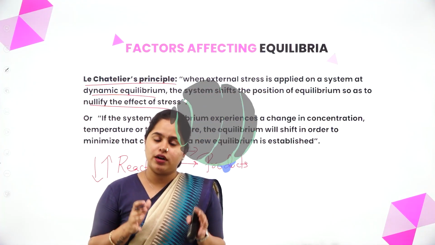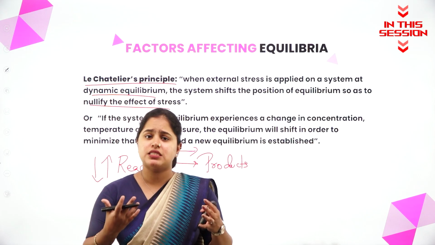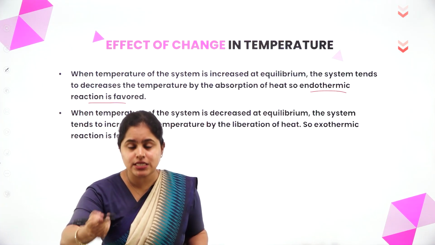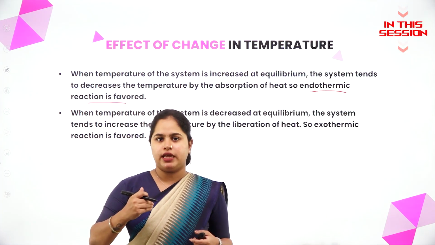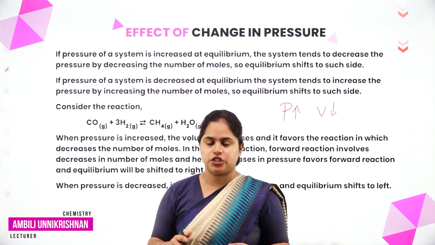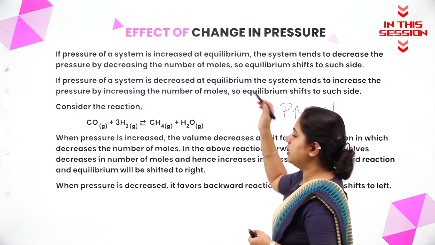If a system is already in equilibrium and we apply any external stress on that, the system will itself shift accordingly to nullify the effect. When the temperature is increased, the system will favor endothermic reaction to nullify that effect. It will be opposite to each other. If we are increasing the pressure, what will the system try to do? It will try to decrease the pressure. So how will it try to decrease the pressure? By decreasing the number of moles.